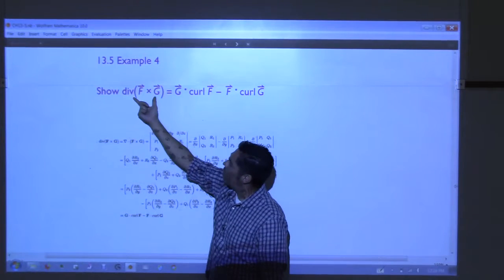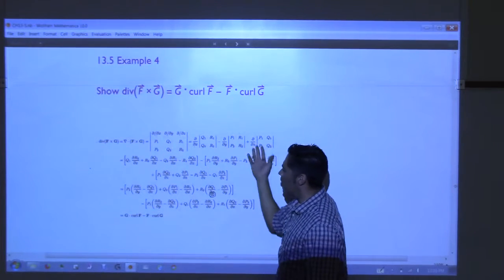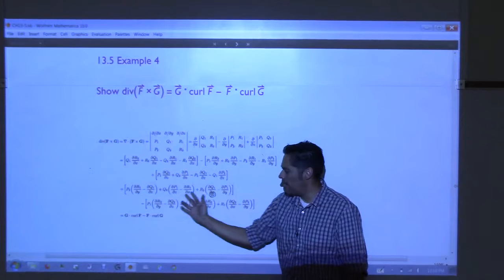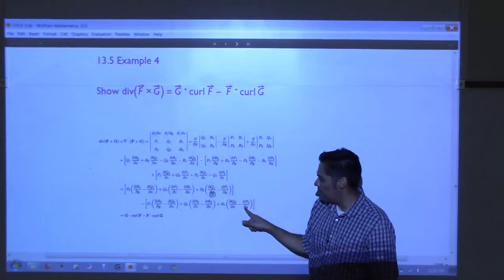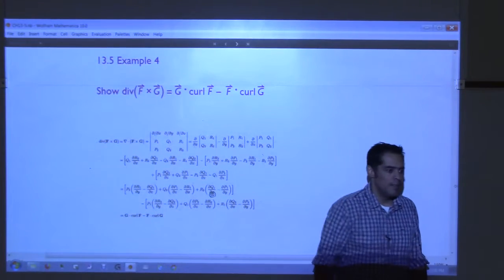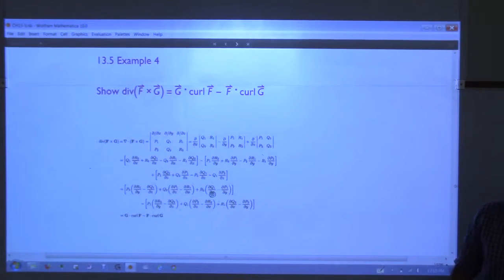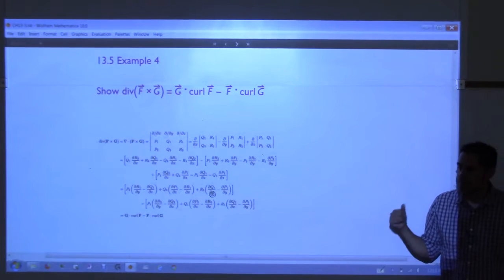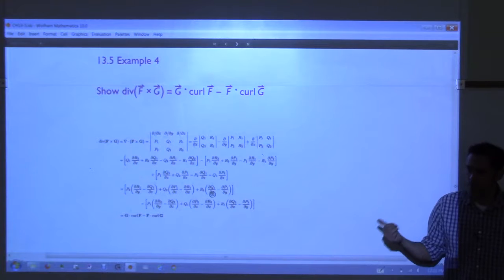Show it. So you start with this div and then you work through the whole thing, and at the end you can conclude that your last statement is actually G dot curl F minus F dot curl G. So I'm not going to test you on this. I might offer this as a bonus question.